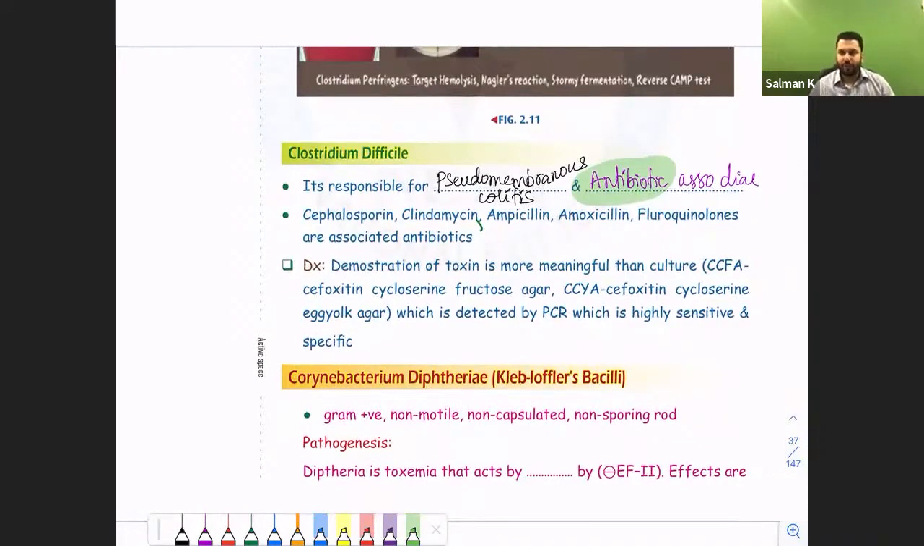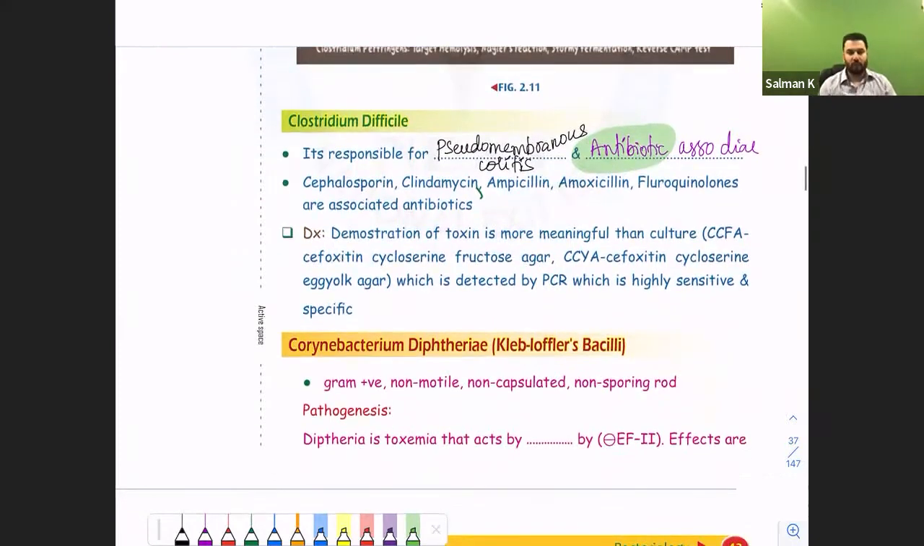Next, you have Clostridium difficile organism. Two words, very, very important. Pseudomembranous colitis. Pseudomembranous colitis or antibiotic associated diarrhea is caused here. So what's the word? Pseudomembranous colitis or antibiotic associated diarrhea. This is the word you should be knowing.